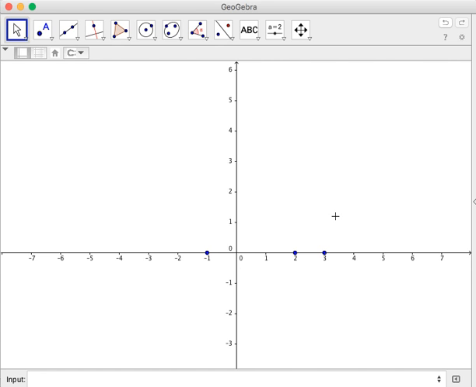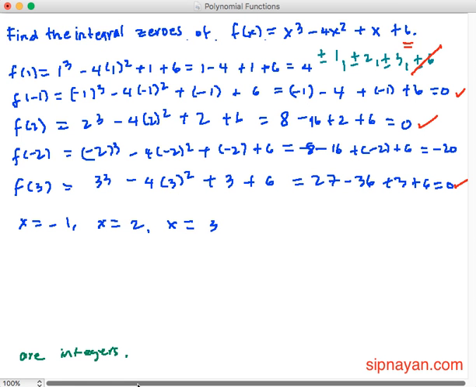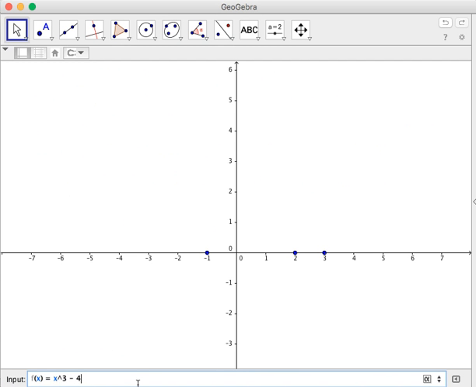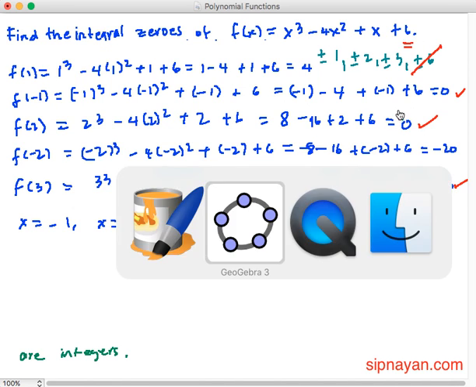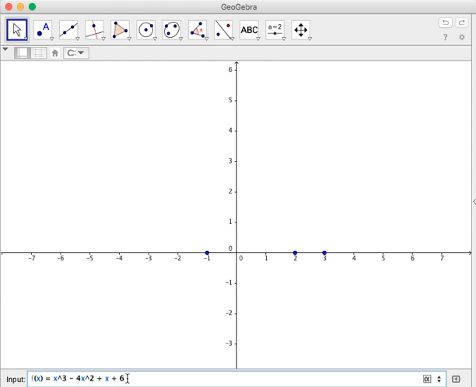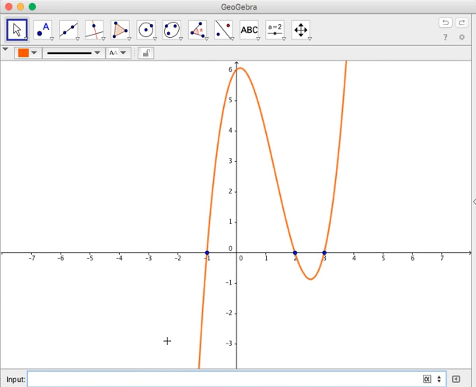So, check natin. We have f of x equals x cubed minus 4x squared plus x plus 6. Tama ba? X cubed minus 4x squared plus x plus 6. Okay? So, nakita niyo, dumaan siya doon sa point. Kasi yun ang zeros niya.